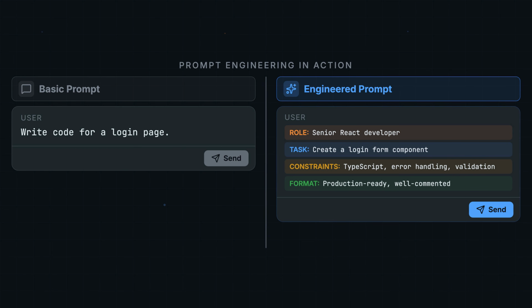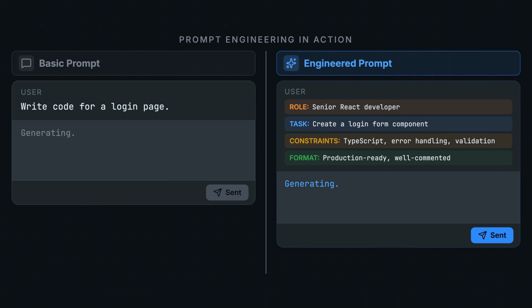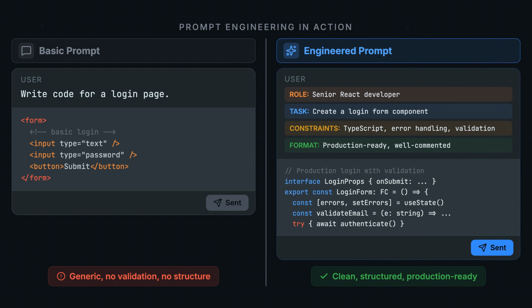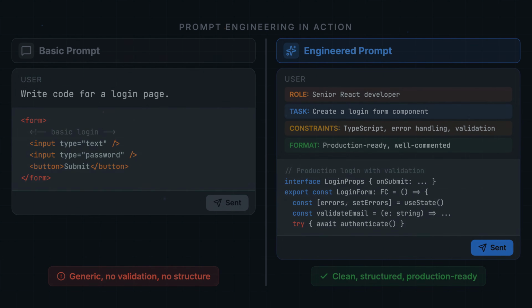Prompt engineering: some developers take it seriously, others roll their eyes. Both partly justified. At its core, it's the practice of structuring your prompt to get better, more consistent output. And it matters because LLMs are surprisingly sensitive to phrasing. Same question, different structure, wildly different results.